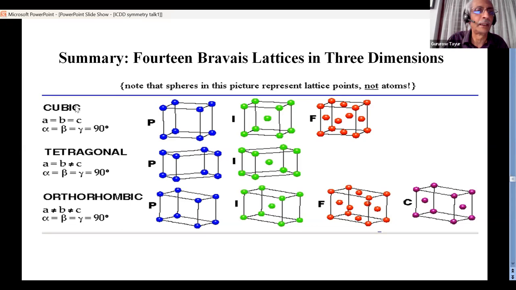In the case of a cubic system, we can have two other types of lattices where the number of lattice points can be two, and one of the lattice points can sit in the center and still obey a, b, c, alpha, beta, gamma 90 and obey all the symmetry that can be associated with the cubic systems.